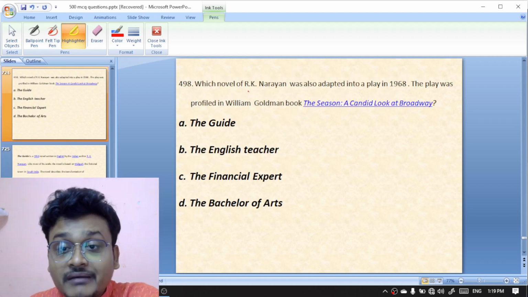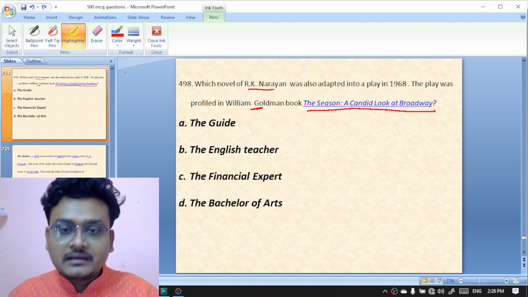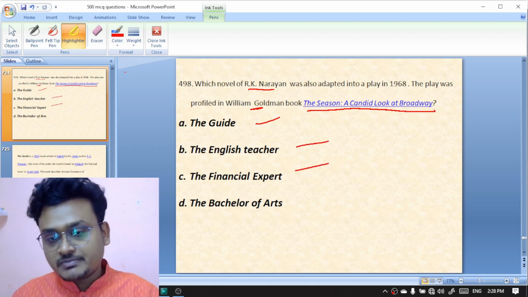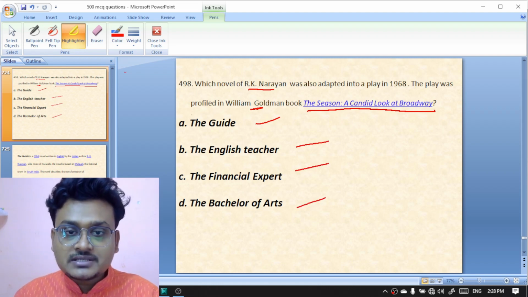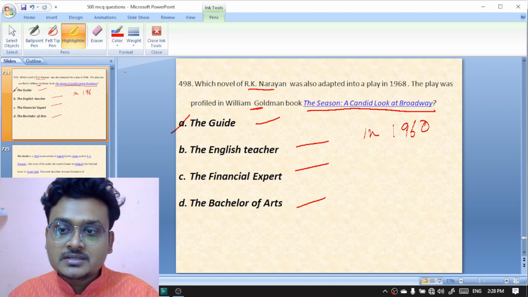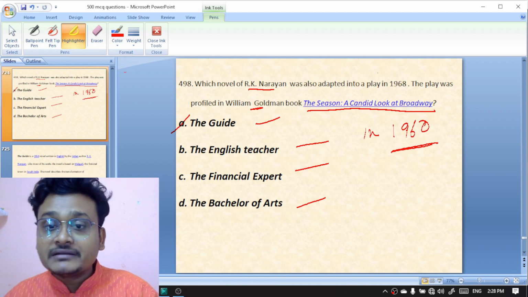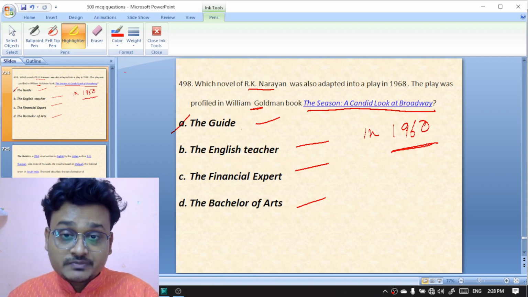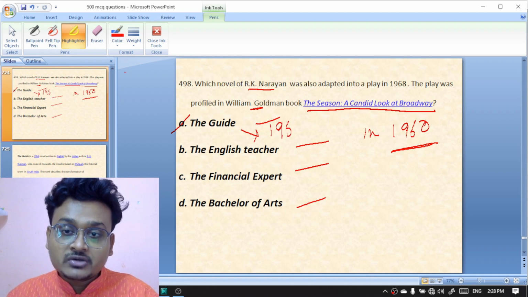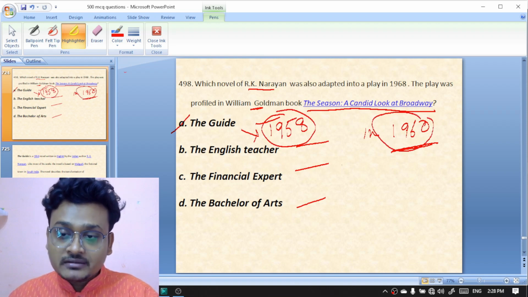Next question: which novel of R.K. Narayan was also adapted into a play in 1968? The play was profiled in William Goldman's book, The Season: A Candid Look at Broadway. The Guide. Your options are The Guide, The English Teacher, The Financial Expert, and The Bachelor of Arts, and the right option here is The Guide. In 1960, Narayan was awarded the prestigious Sahitya Akademi Award for this novel. The Guide was published in 1958, so after two years he was given the award.